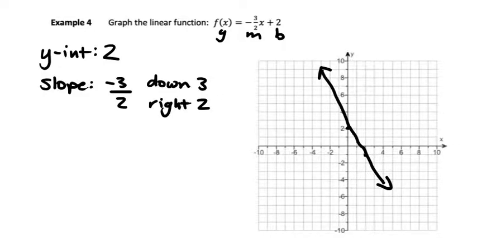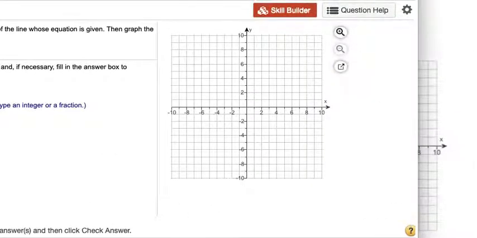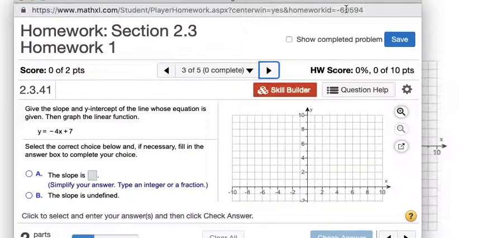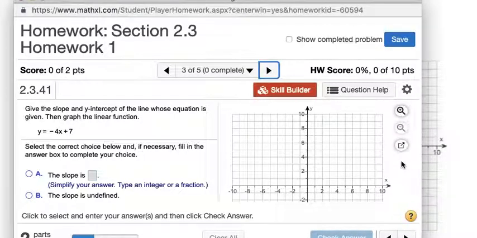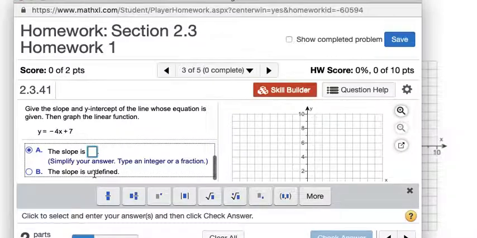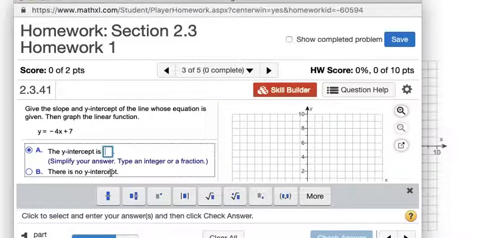So I'm going to show you really quickly on the homework. When you're doing these problems, it's going to look like this. So we talked about how to use the graphing tool earlier when we graph parabolas. We're going to use that same thing again. For these problems, you're going to have to fill in the slope and the y-intercept first. So it's going to ask you to identify those before you can do the graph. So I'm going to answer my slope is negative 4. My y-intercept here is 7.